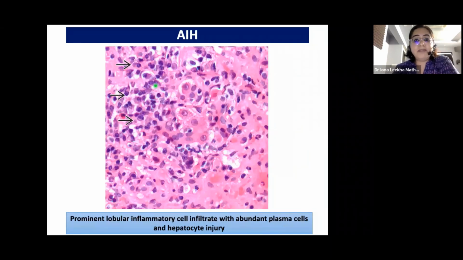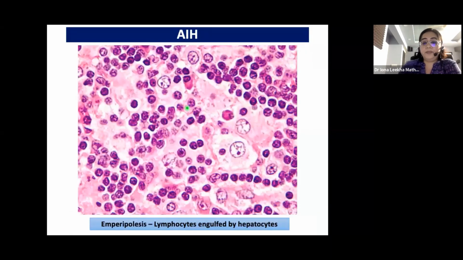This is lobular inflammation, where we can see again all these are plasma cells. And there is ballooning degeneration of the hepatocytes. And this is emperipolysis, where you see ballooned hepatocytes containing engulfed lymphocytes. Lymphocytes are rounded, with larger nuclei and very scant cytoplasm.